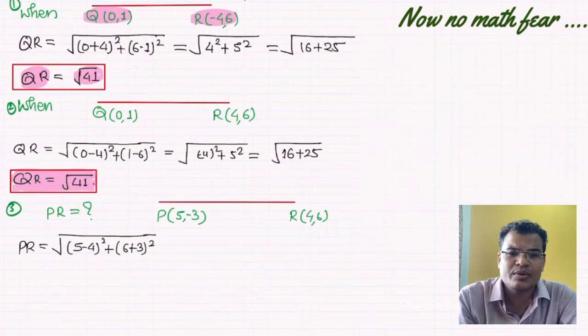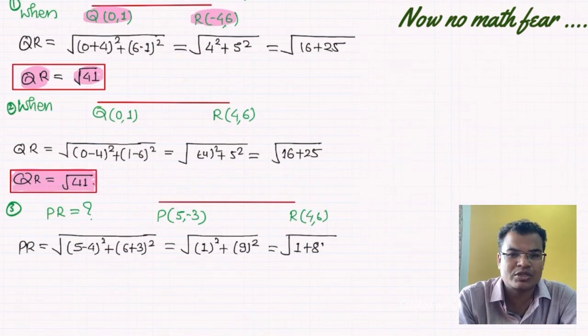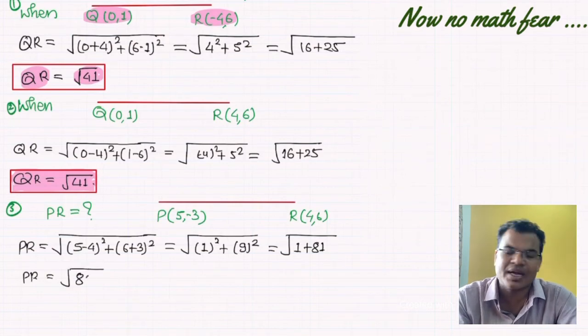6 plus 3 whole square, that will come here. 5 minus 4 is 1. So I will write here that 1 square plus 6 plus 3, 9. So 9 square. One further we will go one more step, that is 1 plus 81, because 9 square is 81, plus 1 is 82. So PR is basically root 82, that is the value of PR.